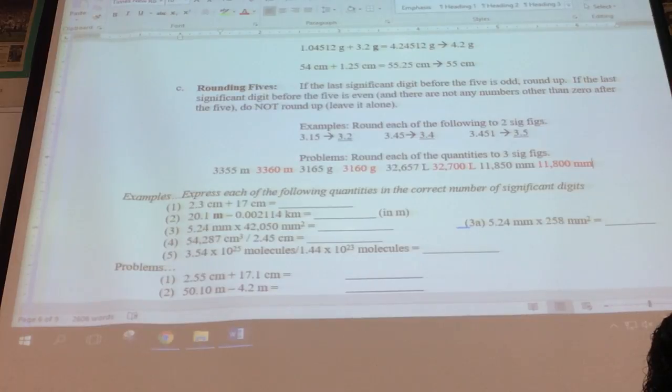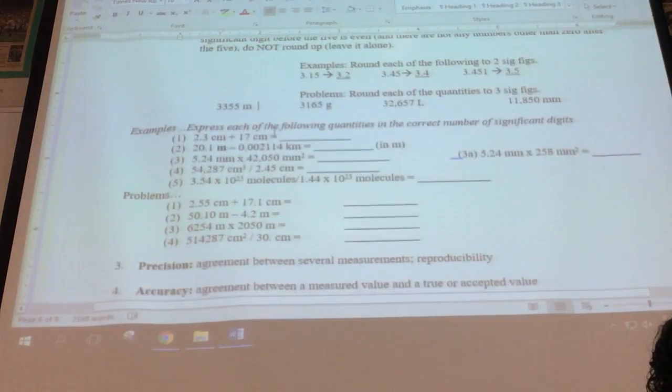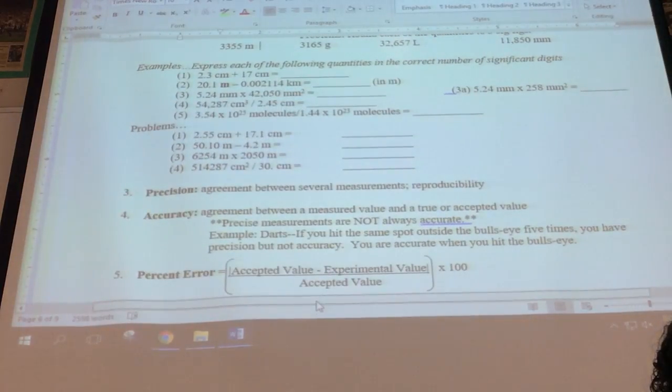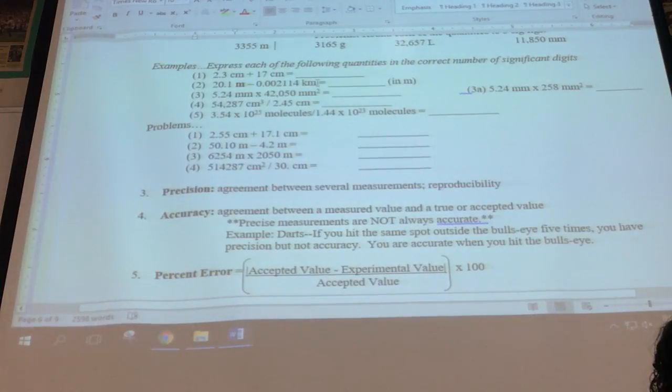All right, when you add or subtract, you go to the least number of what? Decimal places. When you multiply or divide, you go to the least number of sig figs. All right, now we are going to use what we practiced previously in some additional problems that will work together. We'll do these examples together. You'll try these problems, and if you are golden, you will have the rest of the period to practice this.